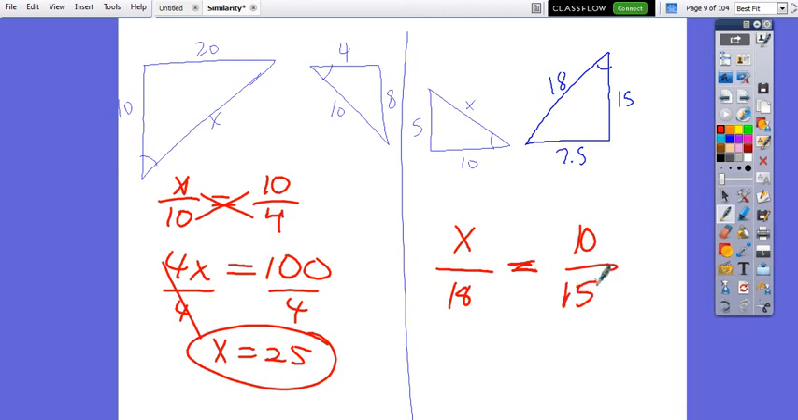Yes. Why is he right? Because it's between the angles. Exactly. The angle is between those two sides. Alright? So it's all about being in the right position.